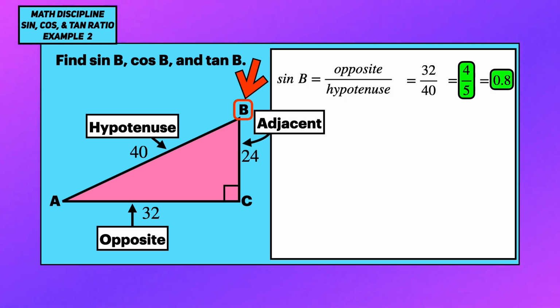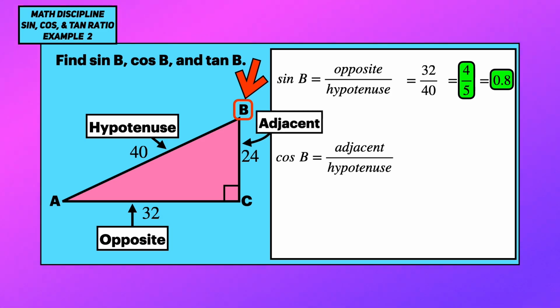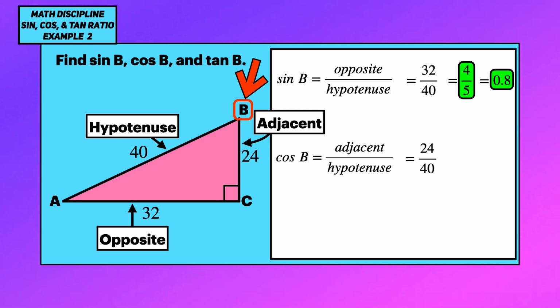To find the cosine of B, we divide the adjacent side by the hypotenuse. The adjacent side is 24, the hypotenuse side is 40, so we have 24 over 40. We simplify by dividing our numerator and denominator by 8, and our simplified answer in fraction form is 3 over 5. To write our answer in decimal form, we divide 3 by 5 and that gives us 0.6.